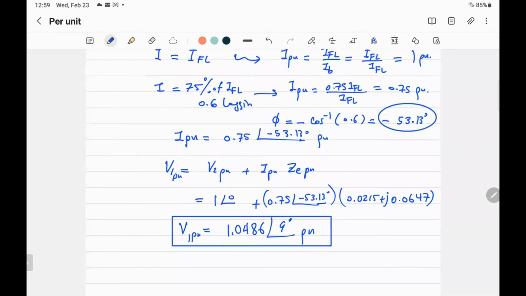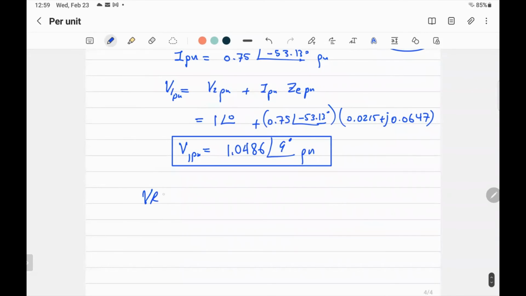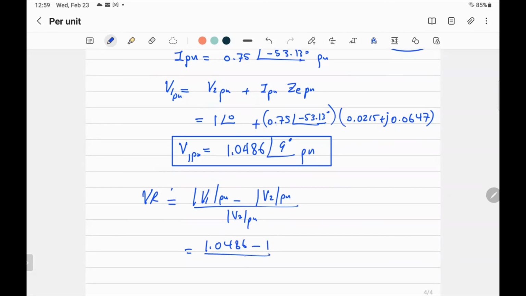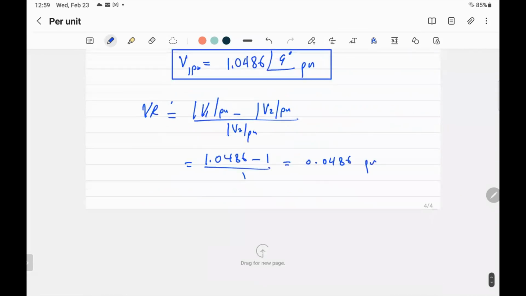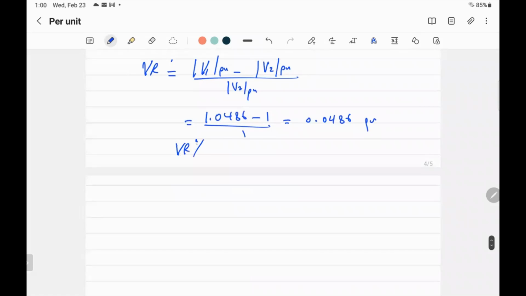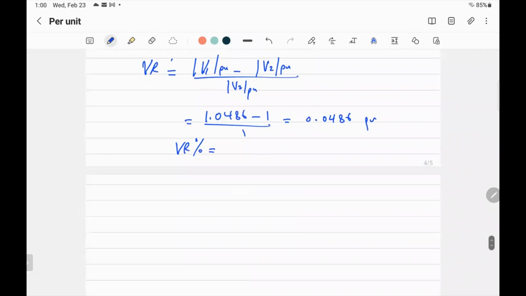Now we have all the information to find the voltage regulation. Voltage regulation equals V1 magnitude per unit minus V2 magnitude per unit, divided by V2 magnitude per unit. V1 magnitude is 1.0486, minus 1, divided by 1. That will be equal to 0.0486 per unit, and to get a percentage, just multiply by 100. This saves a lot of work compared to the other method. So 4.86%, and you got the answer.